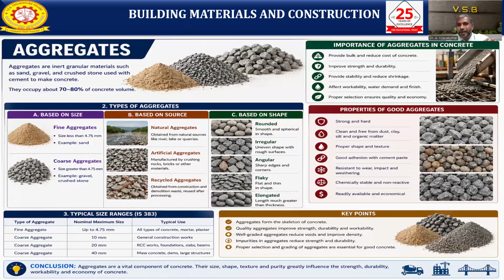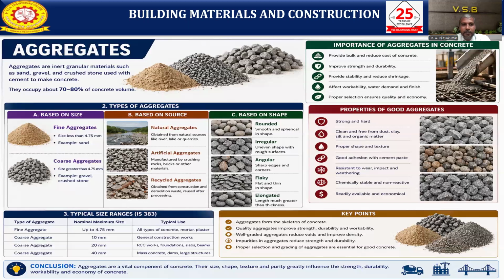Aggregates provide bulk and reduce the cost of construction when coarse and fine aggregate are used properly. They improve strength as well as durability, provide stability, and reduce shrinkage. They affect workability, water demand, and finish. Proper selection ensures the quality and economy of concrete structures.